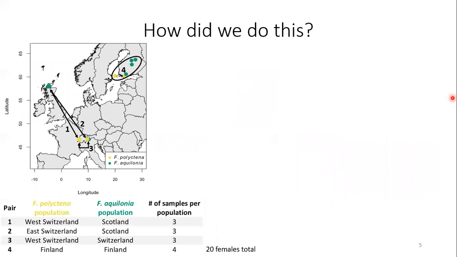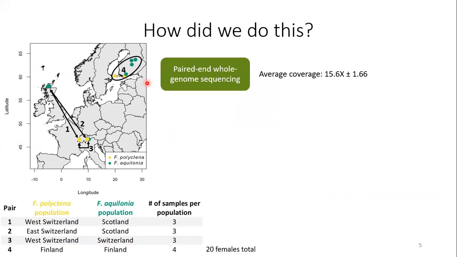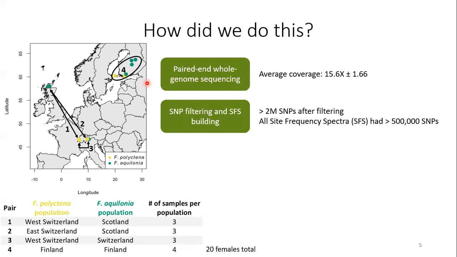3 females were sampled from each location outside of Finland, and 4 females were collected from the Finnish populations, to a total of 20 individuals. We obtained high-quality genomic data from these samples via paired whole-genome sequencing, and after SNP calling and filtering, we had over 2 million sites, from which we built site frequency spectra for each pair of populations. And this is an effective way of summarizing the distribution of allelic frequencies in the populations. All of these data sets add over 500,000 SNPs.